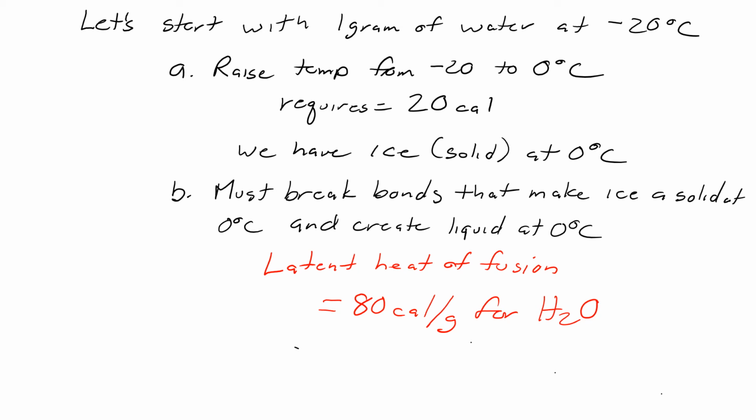So let's look at where we are. We started at -20, right? Every calorie we added changed the temperature of that gram of ice by a degree. So once we put in 20 calories, that ice at -20 went to ice at 0. But now we have to change phase. We have to break all those bonds, and that takes a lot of energy. In fact, it takes 80 calories just to break the bonds. You're not even going to change the temperature. All you're doing is breaking the bonds.